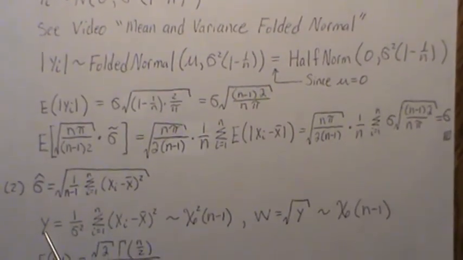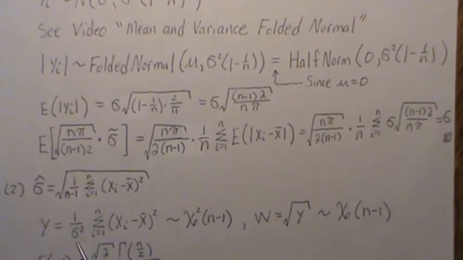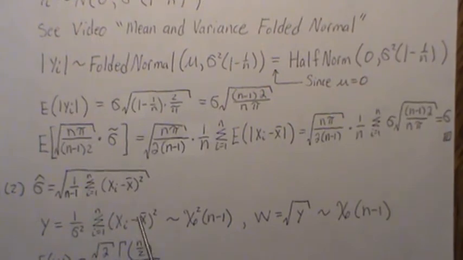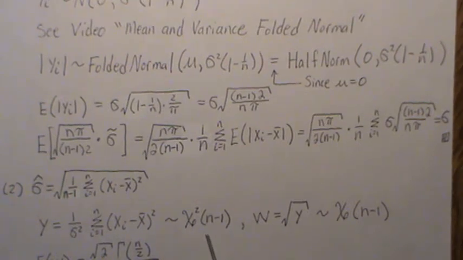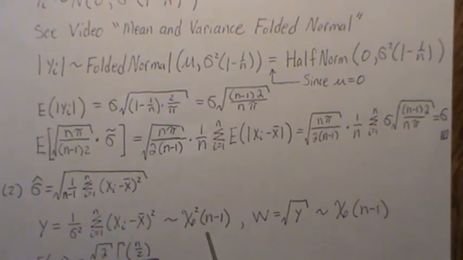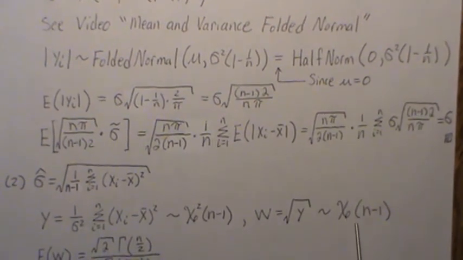If we let Y_i be this sum here, the sum of the (X_i minus X bar) squared over the population variance, this can be easily shown to be a chi-squared distribution with n minus 1 degrees of freedom. I have several videos illustrating that. Now if we take the square root of Y, call it W, that's a chi distribution with n minus 1 degrees of freedom.